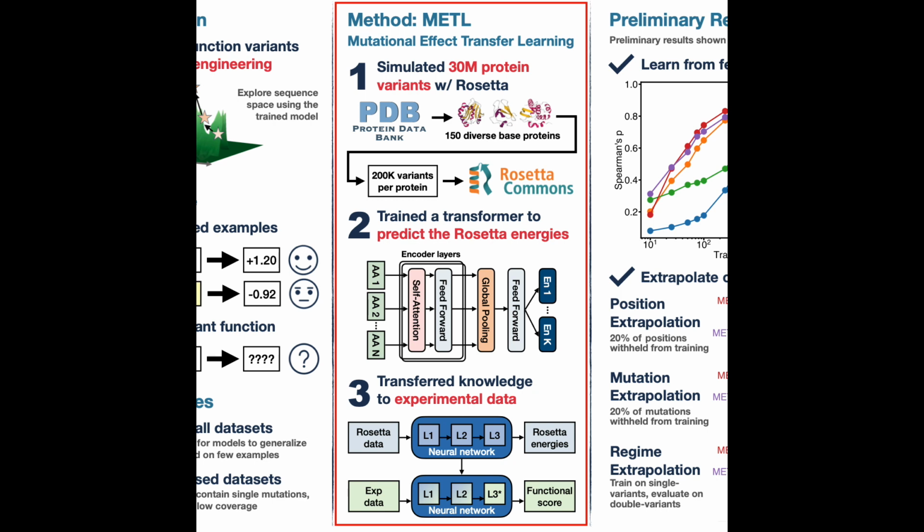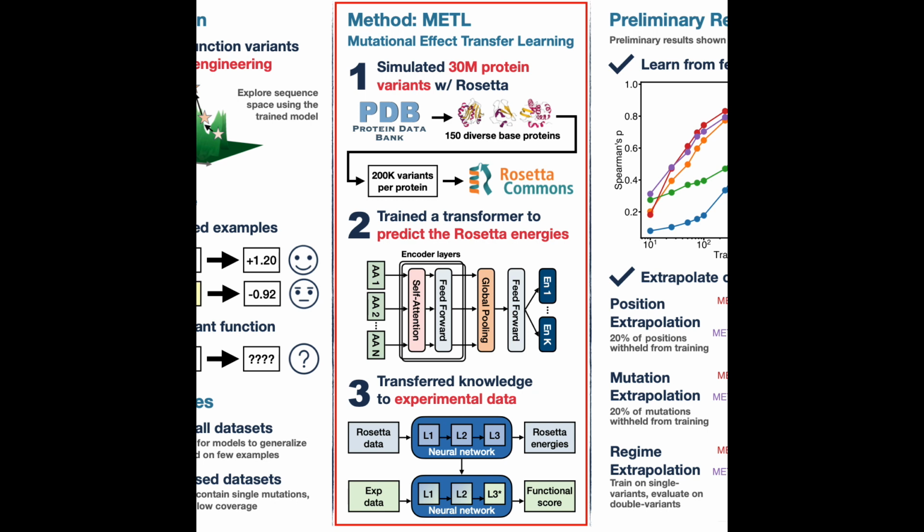Step 2 of the method is to train a transformer model to predict the Rosetta energy terms. This model learns an internal representation of protein sequences that's based on the Rosetta energies and the input data. Step 3 of the method is to transfer the learned representation to experimental data and fine-tune the model to predict the specific functional score from the experimental data.